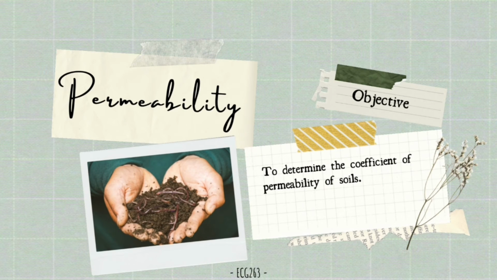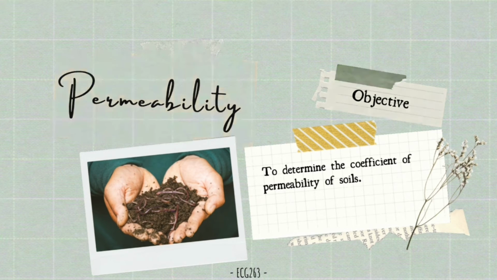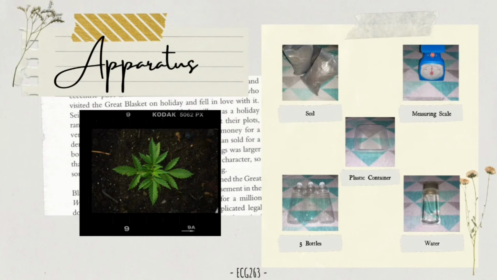The last experiment in this mini project is soil permeability. The objective of this permeability experiment is to determine the coefficient of permeability of soils. There are 5 types of apparatus used in the permeability experiment: the first one is soil, and then a measuring scale or weighing balance, a plastic container, 3 bottles, and also water.